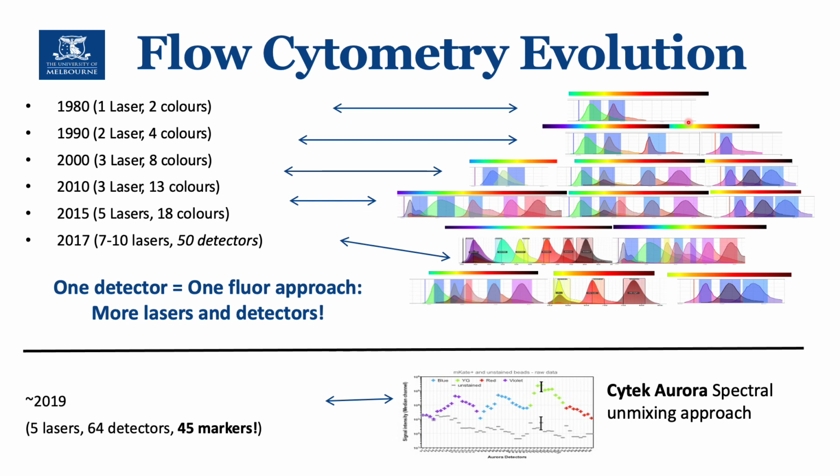Now, in recent years, with the arrival of spectral analyzers like the Aurora, you can have instruments that have 5 lasers, 64 fluorescent detectors, and measure up to 45 markers, which is absolutely insane. Two years ago, no one thought it was possible to put so many fluorochromes and measure them independently from each other in a single cell. But this is the state that we are at the moment. This is a beautiful advantage, and it comes with the spectral unmixing of fluorochromes instead of the traditional one detector, one fluorochrome approach. And we have several of these instruments in the platform as well.